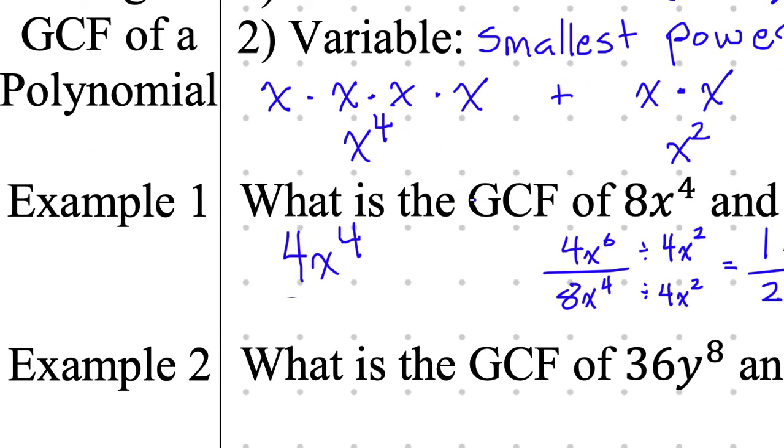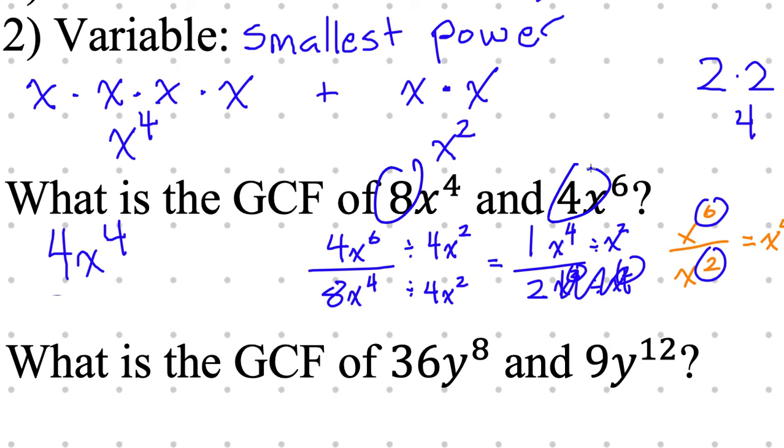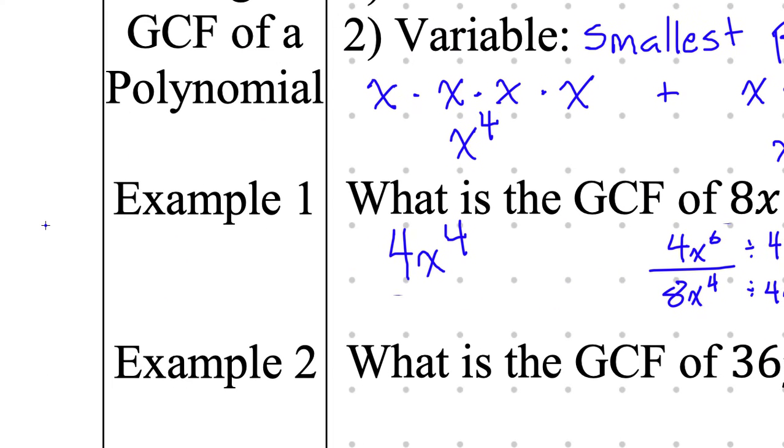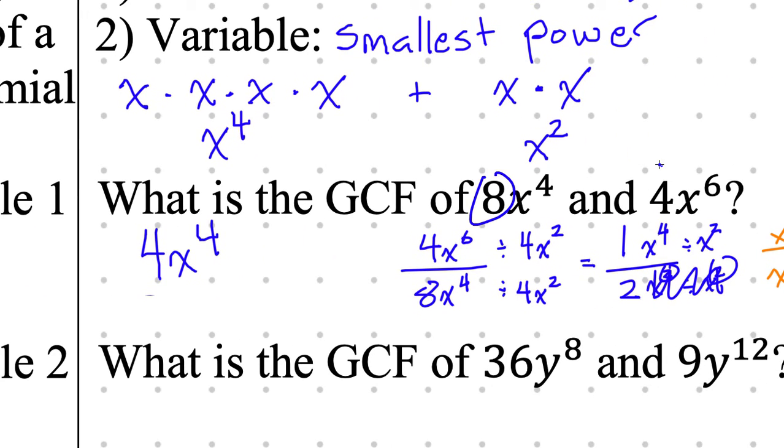What if instead, okay, so I'm just looking at the coefficients, 8 and 4. Let me turn that into a fraction. If I had 4 over 8, what would I divide the top and bottom by to reduce that fraction? 4. 4 is the greatest common factor between 4 and 8. So the greatest common factor between these coefficients, 4 and 8, is 4, and that's why I'm writing down 4.